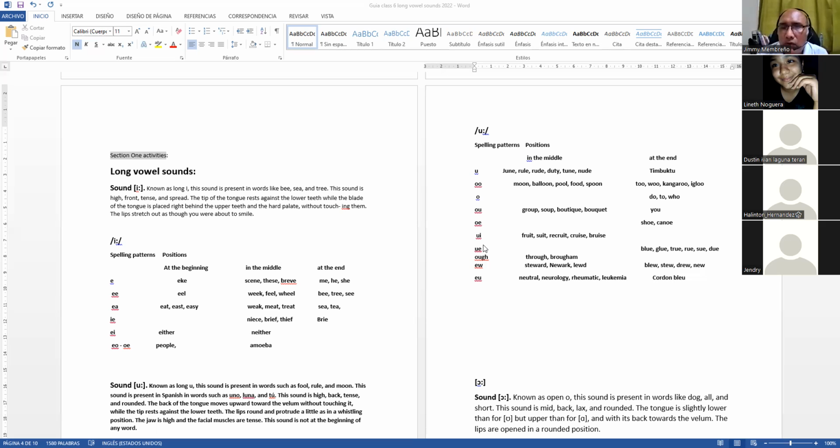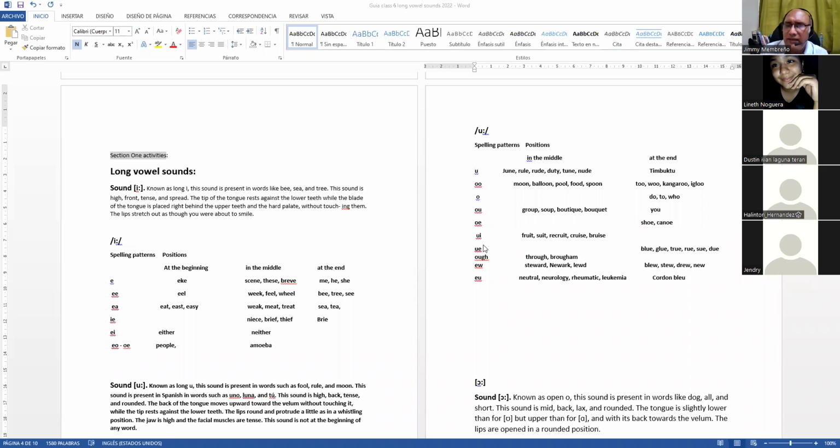Okay, and then we have the combination of the letters U and I. In this combination, they go in the middle and at the end. So in the middle, we have words like fruit, suit, recruit, cruise, bruise. All right, so the combination UI is pronounced with the long U sound.